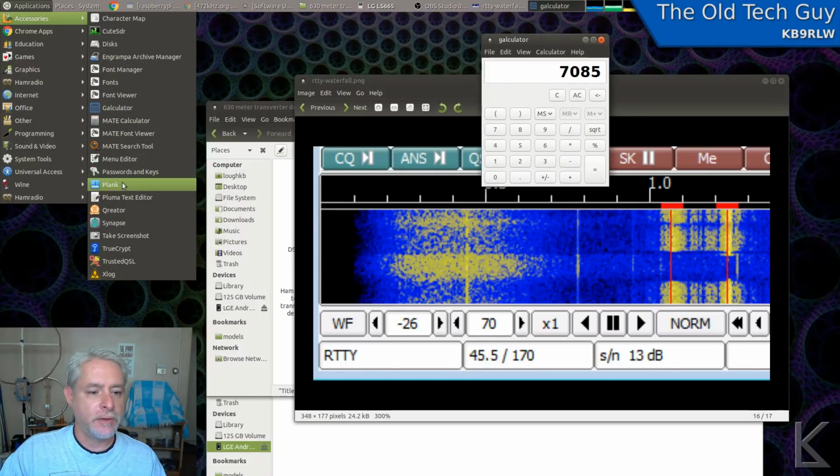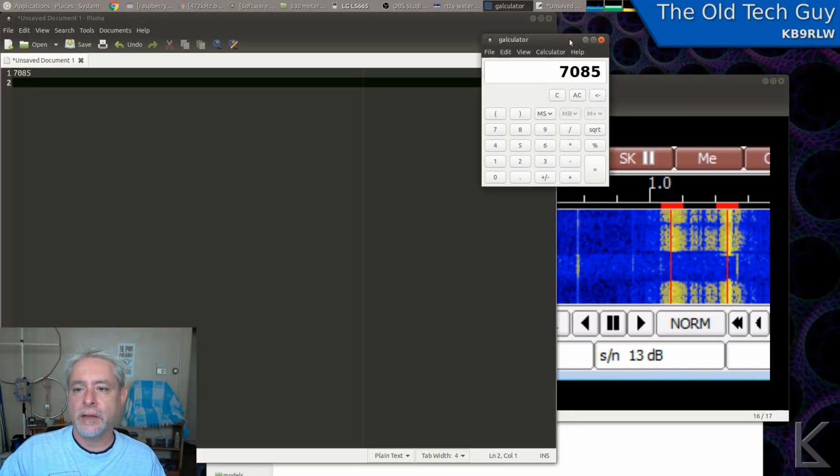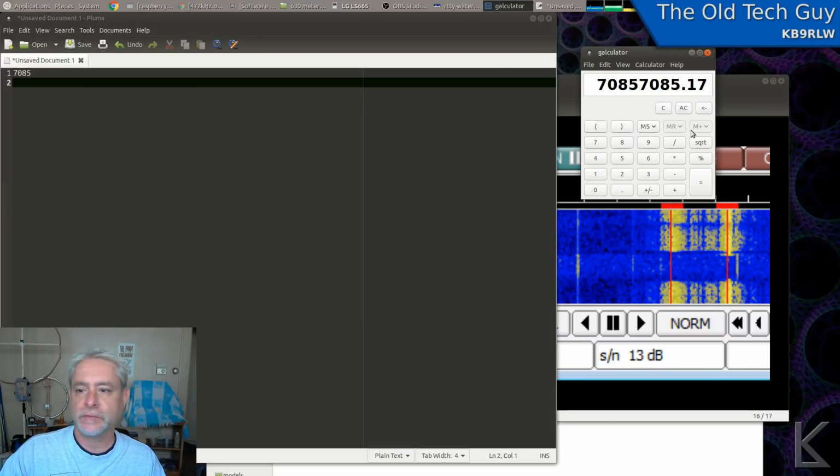Make myself some notes here while I do this. All right, so 170 hertz shift would be 7085.17, right? Okay, so let's take 7085 and divide it by 8. 7085 divided by 8 gives us 885.625. Now, remember, RTTY is 170 hertz shift.